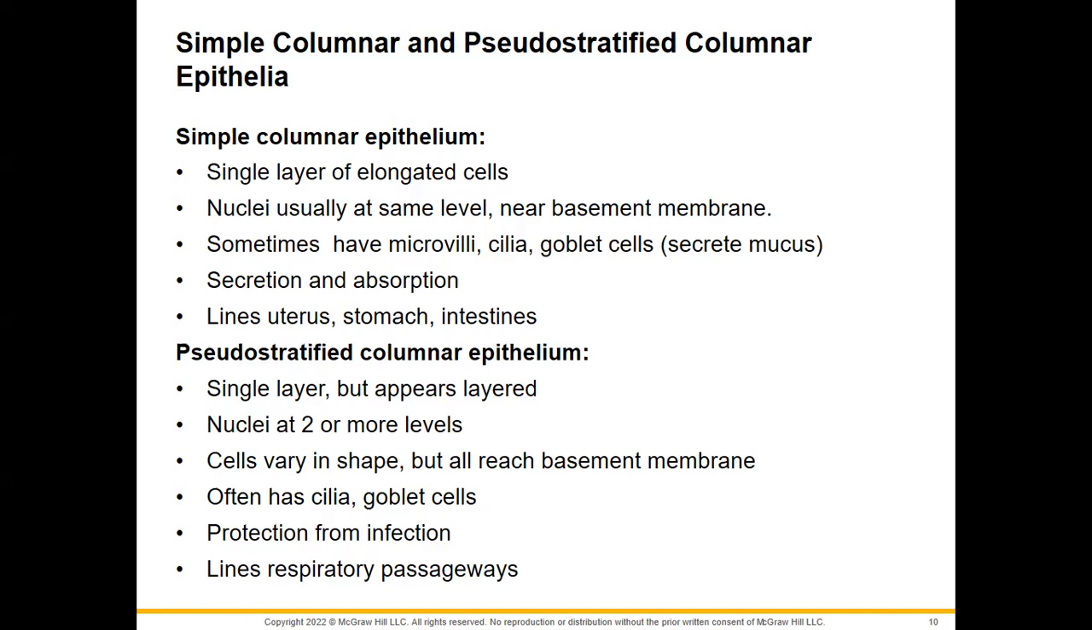These too will oftentimes have cilia, those finger-like projections on the free surface of the cell. And they'll be associated with goblet cells. Goblet cells are going to secrete mucus to help protect the cells and the structures. The pseudostratified columnar epithelium has a job of protection from infection. These cells are going to be found in places like the respiratory passageways.